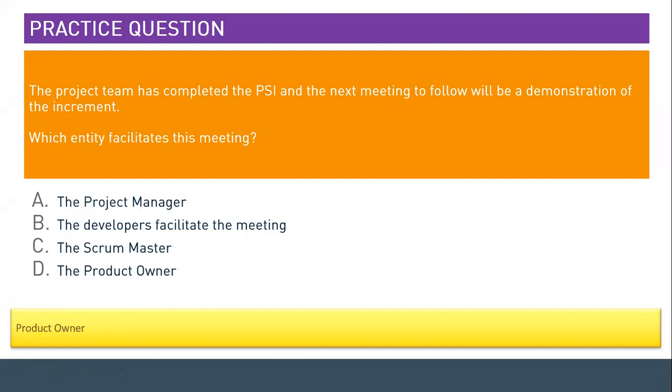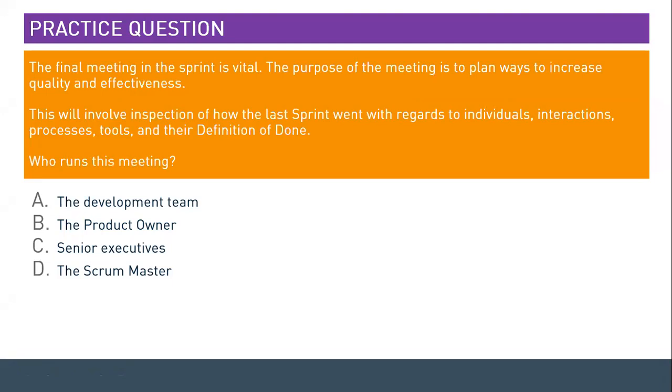All right, let's go to our next question. The final meeting in the sprint is vital. The purpose of the meeting is to plan ways to increase quality and effectiveness. This will involve inspection of how the last sprint went with regards to individuals, interactions, processes, tools, and their definition of done. Who runs this meeting?